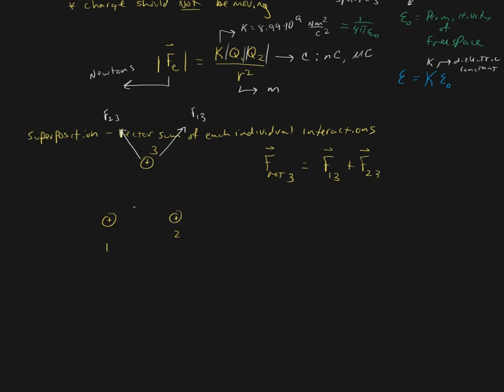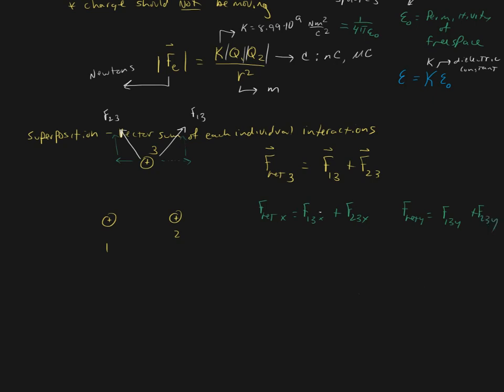Now we're not looking at the interaction on 1 or 2. We're looking at how 1 and 2 interact on 3. And I think it becomes pretty clear that we have a horizontal and a vertical component to each of those forces. And so in order to get the interaction, we would have to say F net x is equal to F13x plus F23x. And then we do the same thing in the y dimension. F net y is equal to F13y plus F23y.